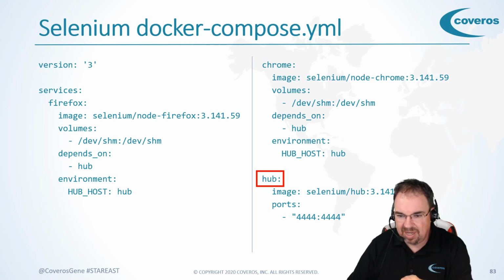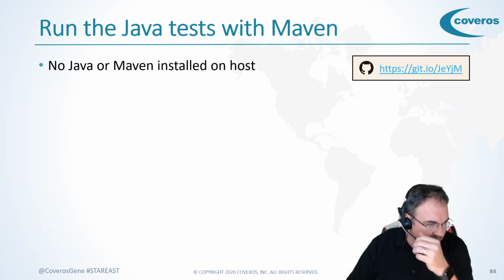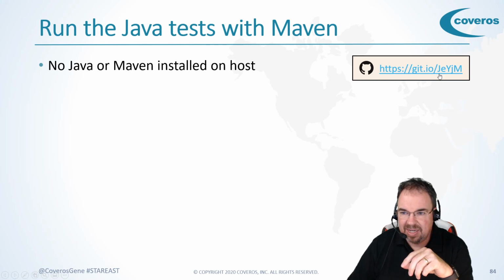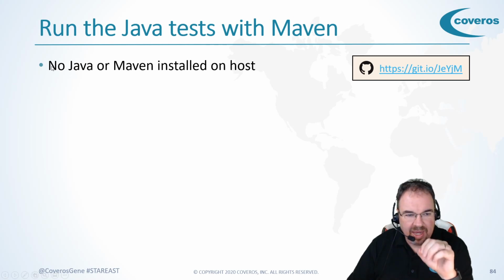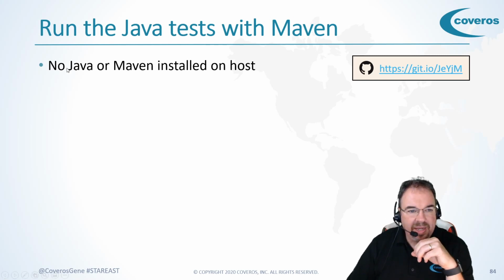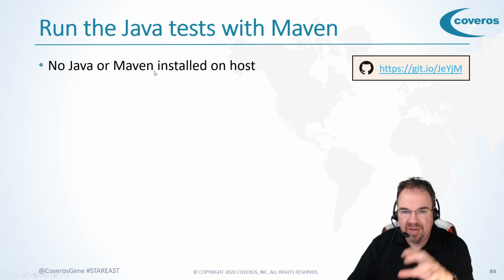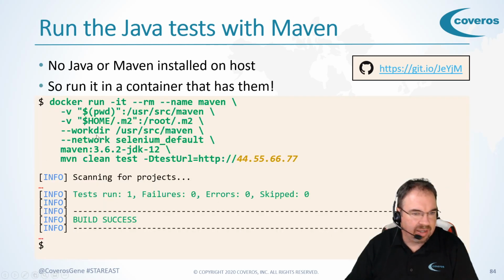I don't want to make this a tutorial on Selenium, but we have to run it. I've written these in Java. You can see this next command if you want by looking at this gist. But the key here is I'm going to stand up a Docker container that's not going to stand around for long, because we don't have Java or Maven installed on our host, on our workstation. So I'm going to have to do that using a container that does have them.